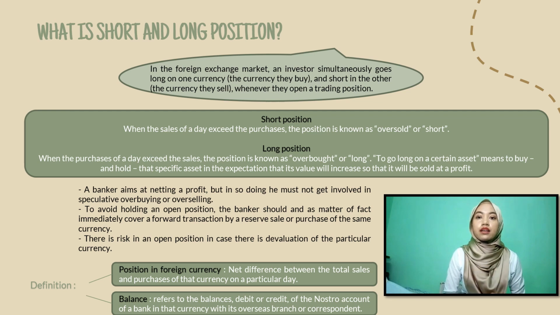The last part is the definition of position in foreign currency and balance. Position in foreign currency is the net difference between the total sales and purchases of that currency on a particular day, and balance refers to the balances, debit or credit, of the nostro account of a bank in that currency with its overseas branch or correspondent.